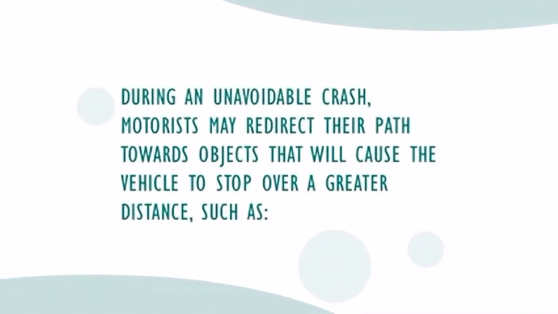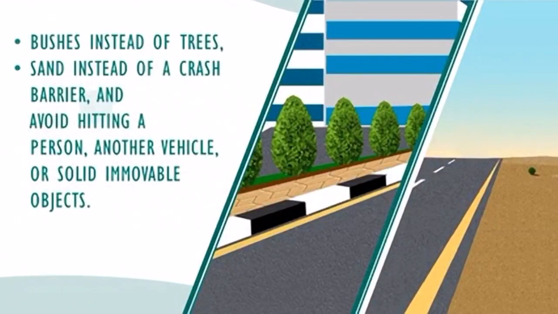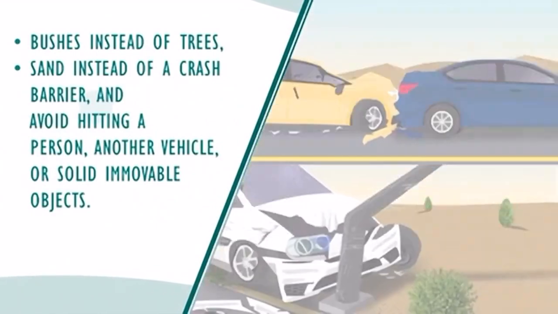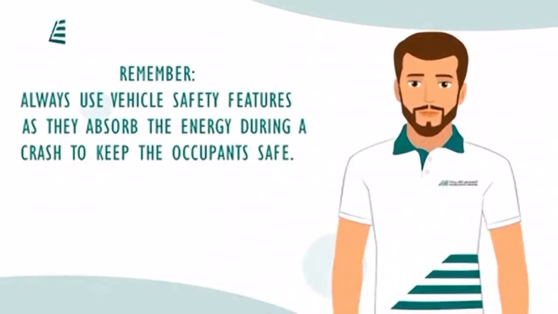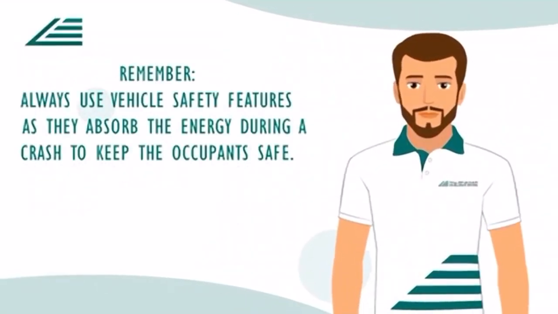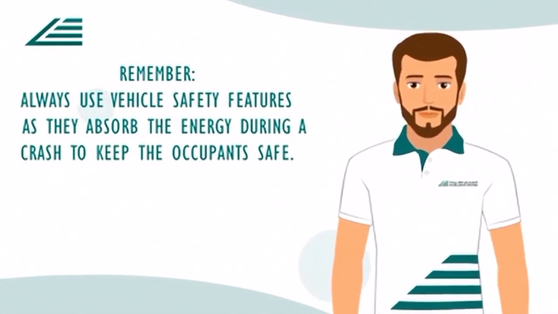During an unavoidable crash, motorists may redirect their path towards objects that will cause the vehicle to stop over a greater distance, such as bushes instead of trees, and sand instead of a crash barrier, and avoid hitting a person, another vehicle, or solid immovable objects. Remember, always use vehicle safety features as they absorb the energy during a crash to keep the occupants safe.